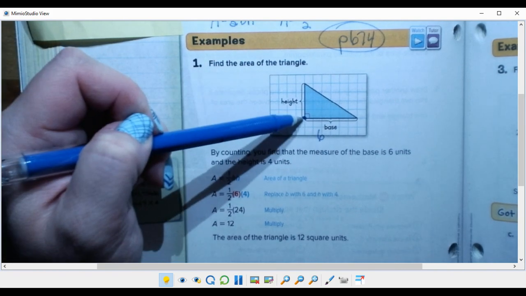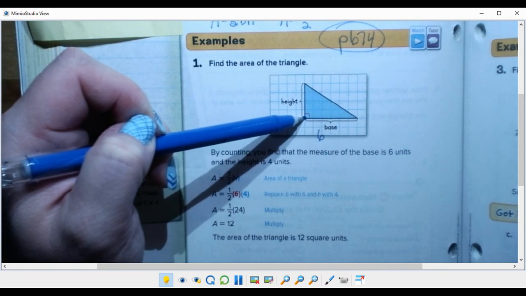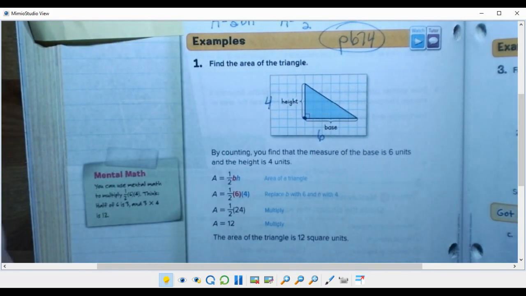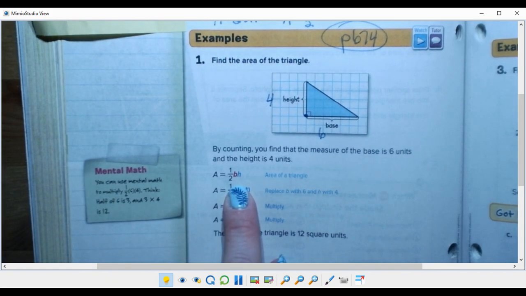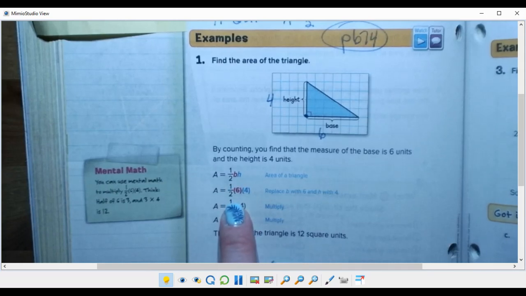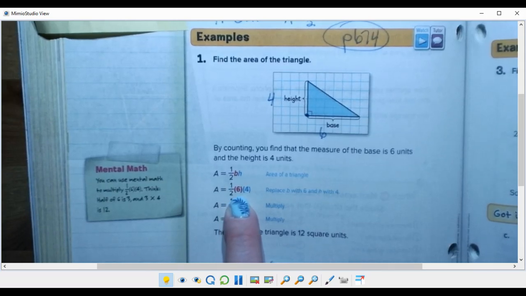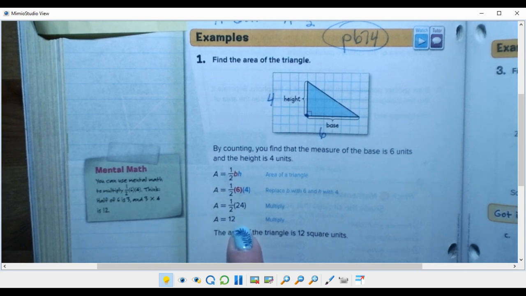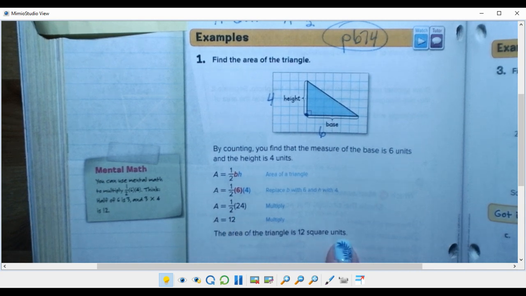And from that same point, I'll count up. This is 0. 1, 2, 3, 4. The height is 4. So they show you that they've done the 1/2 base height formula. We keep the 1/2. We replace B with 6 because that was our base. We replace H with 4 because that was our height. I would do 6 times 4 first and get 24, and then cut that in half and get 12, and your answer is 12 square units.